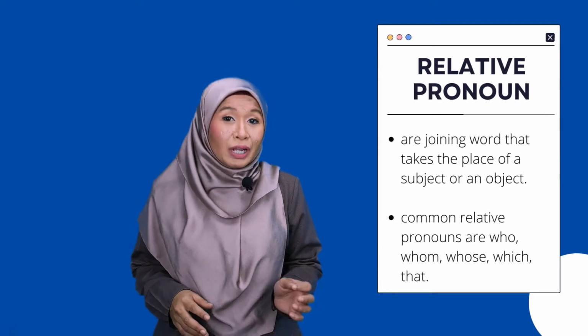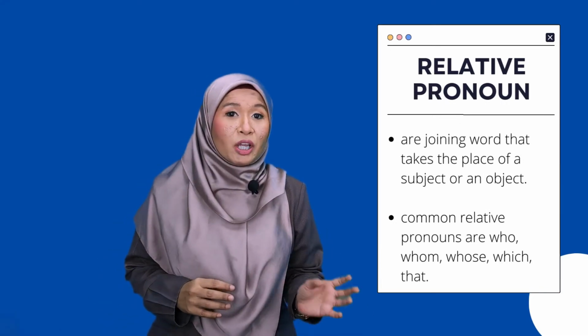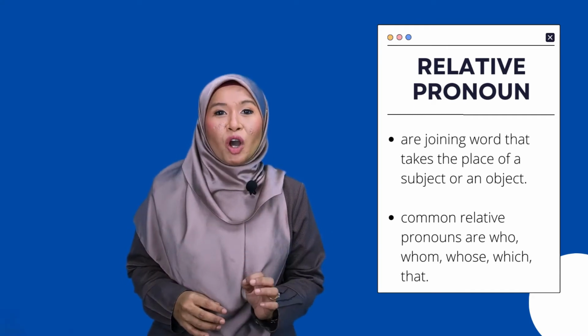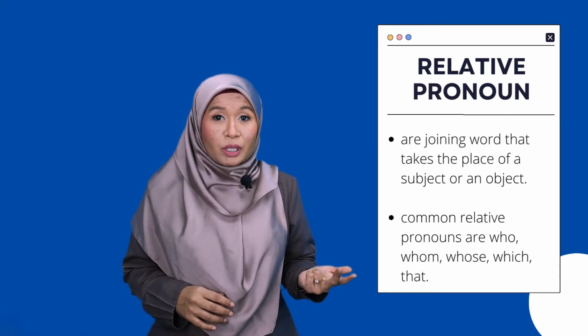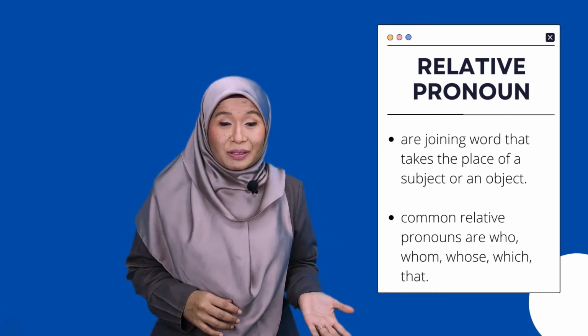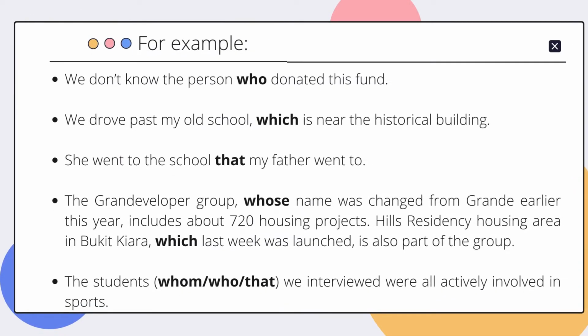The personal pronoun he takes the place of Sam, while the personal pronoun it takes the place of handphone. Now, let's look at relative pronouns. Relative pronouns are joining words that take the place of a subject or an object. The most common pronouns are who, whom, whose, which, or that. For example, we don't know the person who donated this fund. We drove past my old school, which is near the historical building. She went to the school that my father went to.